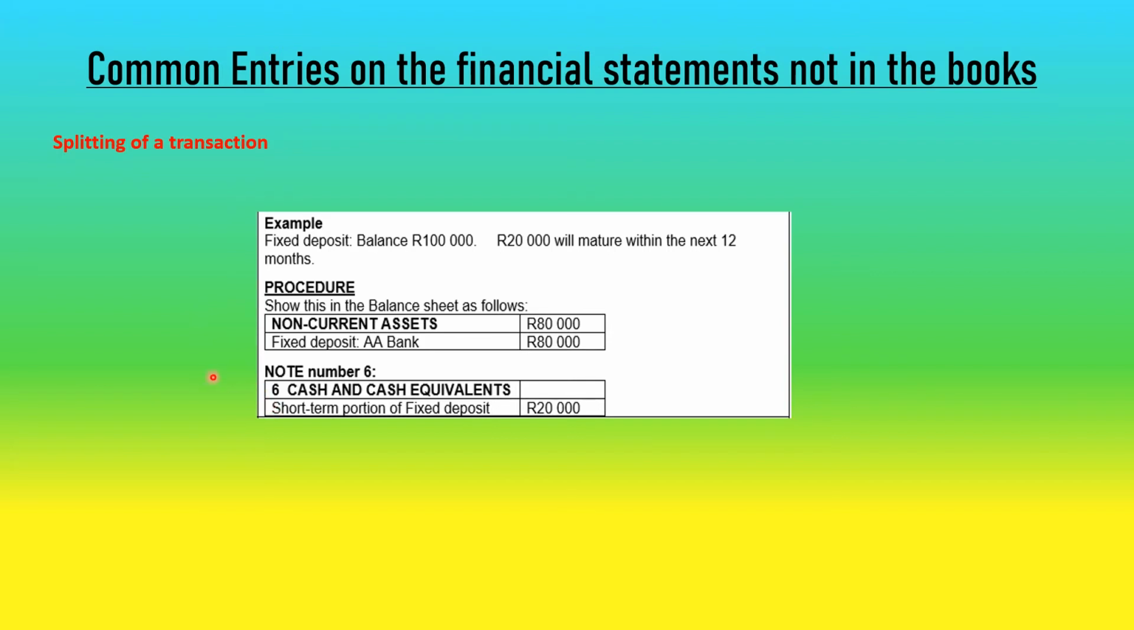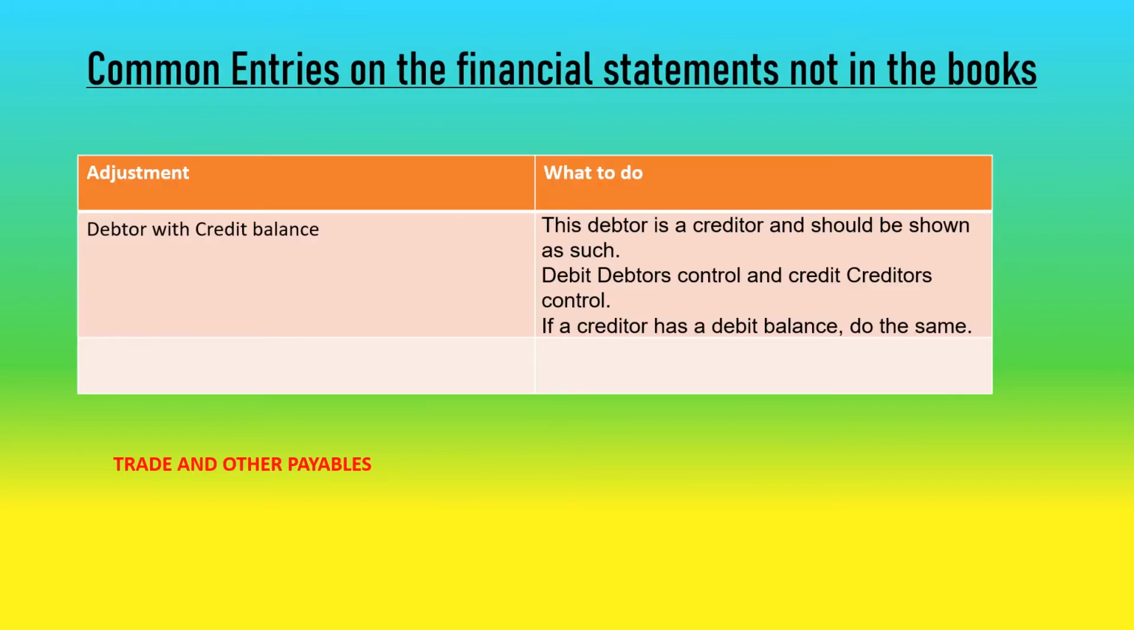Here we have an example of a fixed deposit. The balance is 100,000, and 20,000 will be maturing within the next 12 months. In this case, the 20,000 that will be maturing in the next 12 months forms part of your cash and cash equivalents note. The balance of 80,000 rand goes under your balance sheet as non-current assets as a fixed deposit.